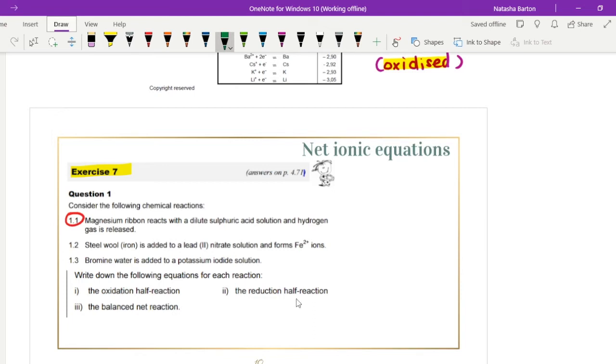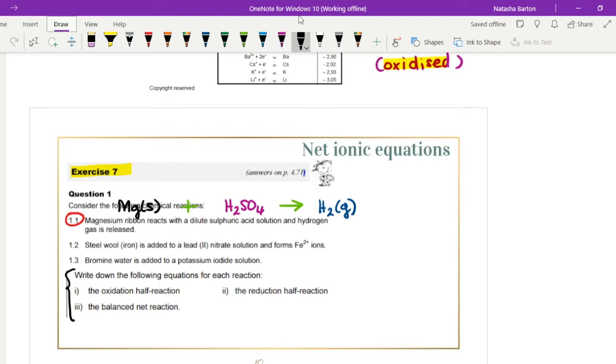So 1.1 says magnesium ribbon. Magnesium ribbon is Mg solid. It's magnesium that has been put into thin sheets that look like ribbon. They say it reacts with dilute sulfuric acid. Sulfuric acid is H2SO4. And in the end, we have as a product hydrogen gas being released. So on the left, my magnesium and my sulfuric acid are my reactants, and one of my products is hydrogen gas. You don't need your table of standard reduction potentials to answer these questions, but I'm going to show you how we can use it anyway.